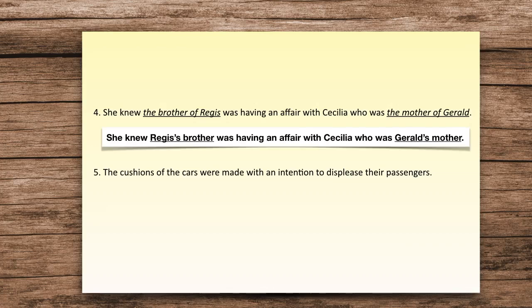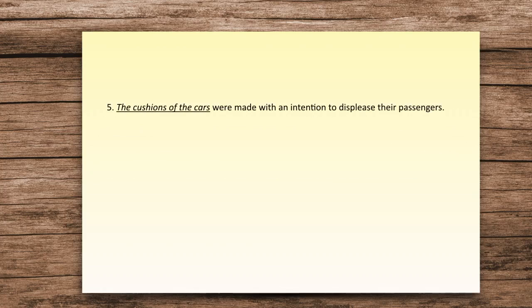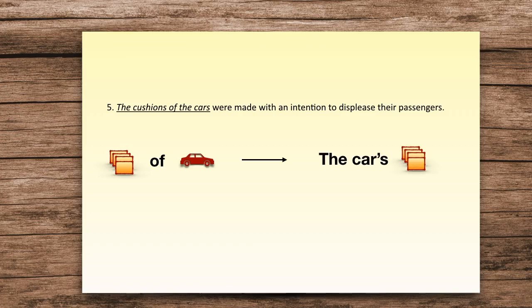Now I'd like to spend some time discussing the answer to the fifth sentence in detail. Alright, we have the cushions of the cars were made with an intention to displease their passengers. So we're talking about the cushions of the cars. Now if we were to be talking about the cushions of a car, just one car, then of course we would follow the rule and that would change to a car's cushions, where you would definitely need an S after the apostrophe. That's usually the rule that we follow.